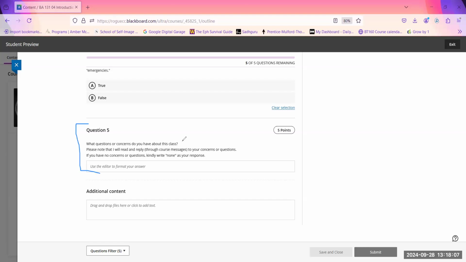What questions or concerns do you have about this class? And I just have a little note there that I will read and reply. I read and reply to every one of these. And if you have questions, if you have concerns, please share them there. If you don't feel comfortable sharing them here, you can just write, I'll text you, or I'll email you, or I want to talk to you. And if you don't have any questions or concerns, please make sure that you write none here, because this system will not give you points if you don't have an answer.